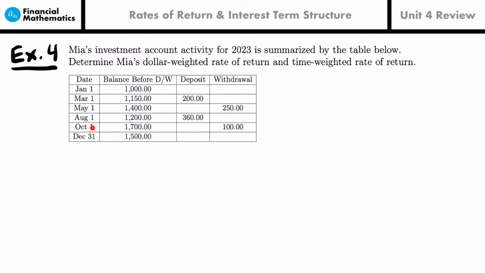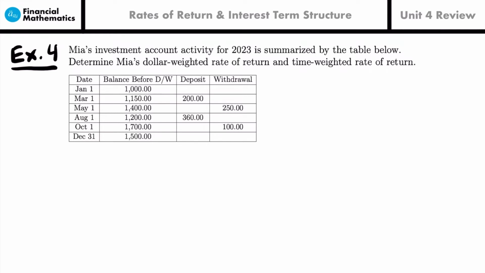Then on October 1st, we have a balance of $1,700 and a withdrawal of $100. Okay, and finally, our ending balance on December 31st of this year, in this case 2023, we have $1,500.